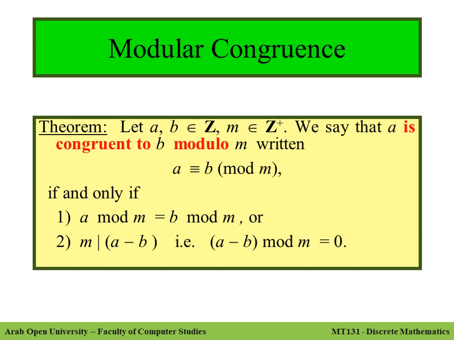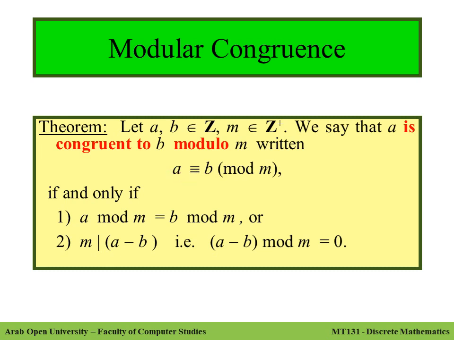M is the positive integer that will define the congruence. A and b can be any integers. M is fixed for one relation. M is a positive integer that will define the congruence relation. We say A is congruent to B modulo M, and we write it like this. A is congruent, here, this is the notation.